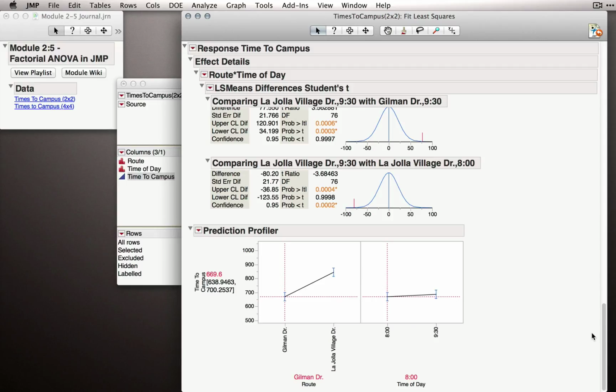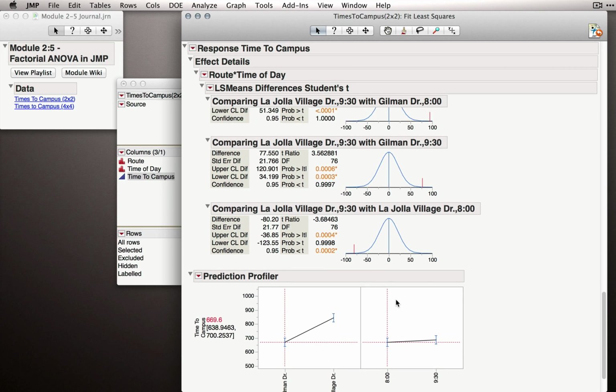We haven't found statistically significant evidence that there is a difference between those two times of day at the Gilman Drive route. Now remember, we haven't proven the null. We don't accept the null hypothesis here. We simply have not gathered enough evidence to state that there is a difference. We have failed to reject the null. So really, we can't say too much about that change.